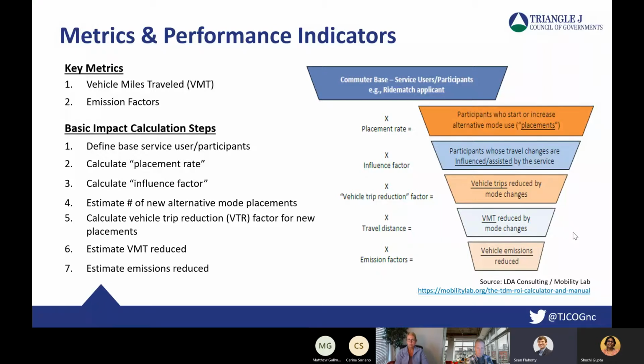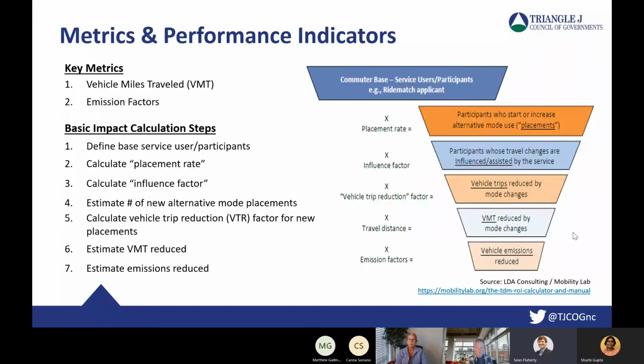Then you're going to calculate your placement rate. So how many of those Biketoberfest participants are going to, as a result, use biking to work as a commute mode in the future? And then you're going to multiply that by an influence factor, which is how many are actually going to change their habit moving forward. Then you multiply that by your vehicle trip reduction factor, which is how many vehicle trips are reduced by that mode change.